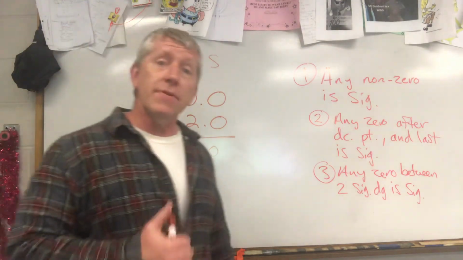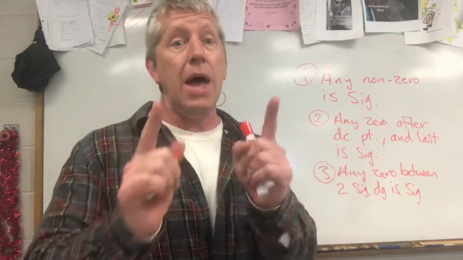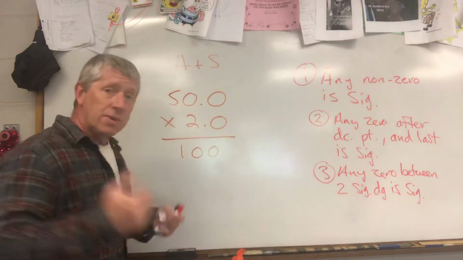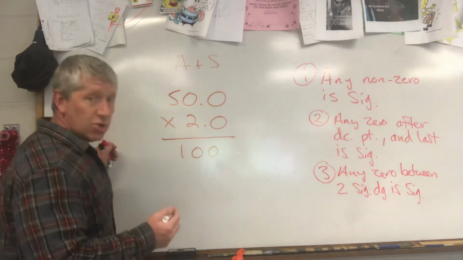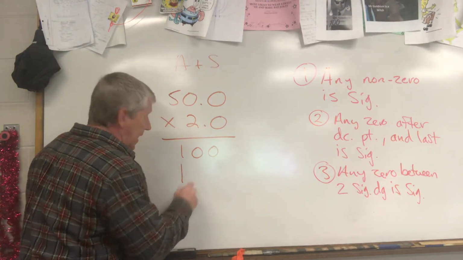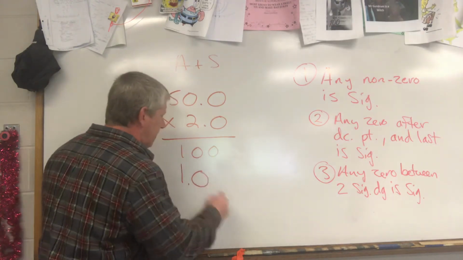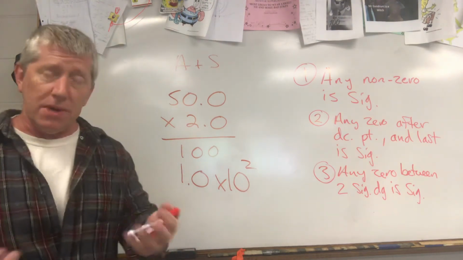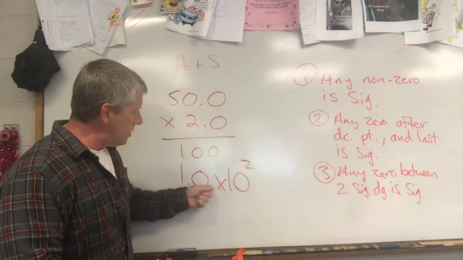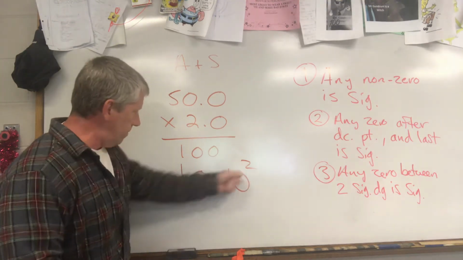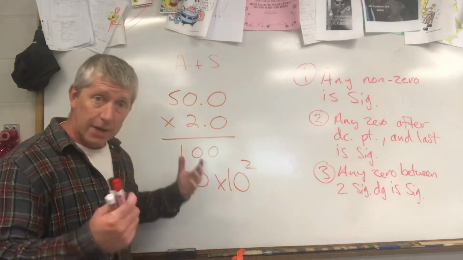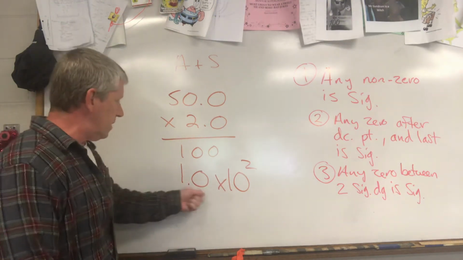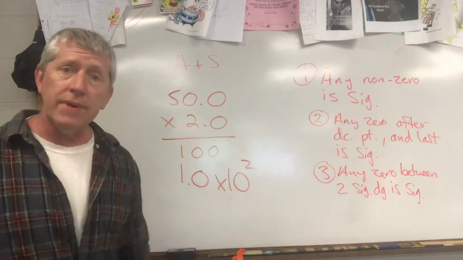Earlier I said scientific notation can get you out of a lot of situations. Remember, in scientific notation, the rule is anything in front of the times 10, those are significant digits. So if I put 1.0 times 10 to the second, this would be 100 because you'd shift it 2 places to the right. And this is a way to write the answer with 2 significant figures, because the 2 digits I put in front are significant. That is a way to do it.